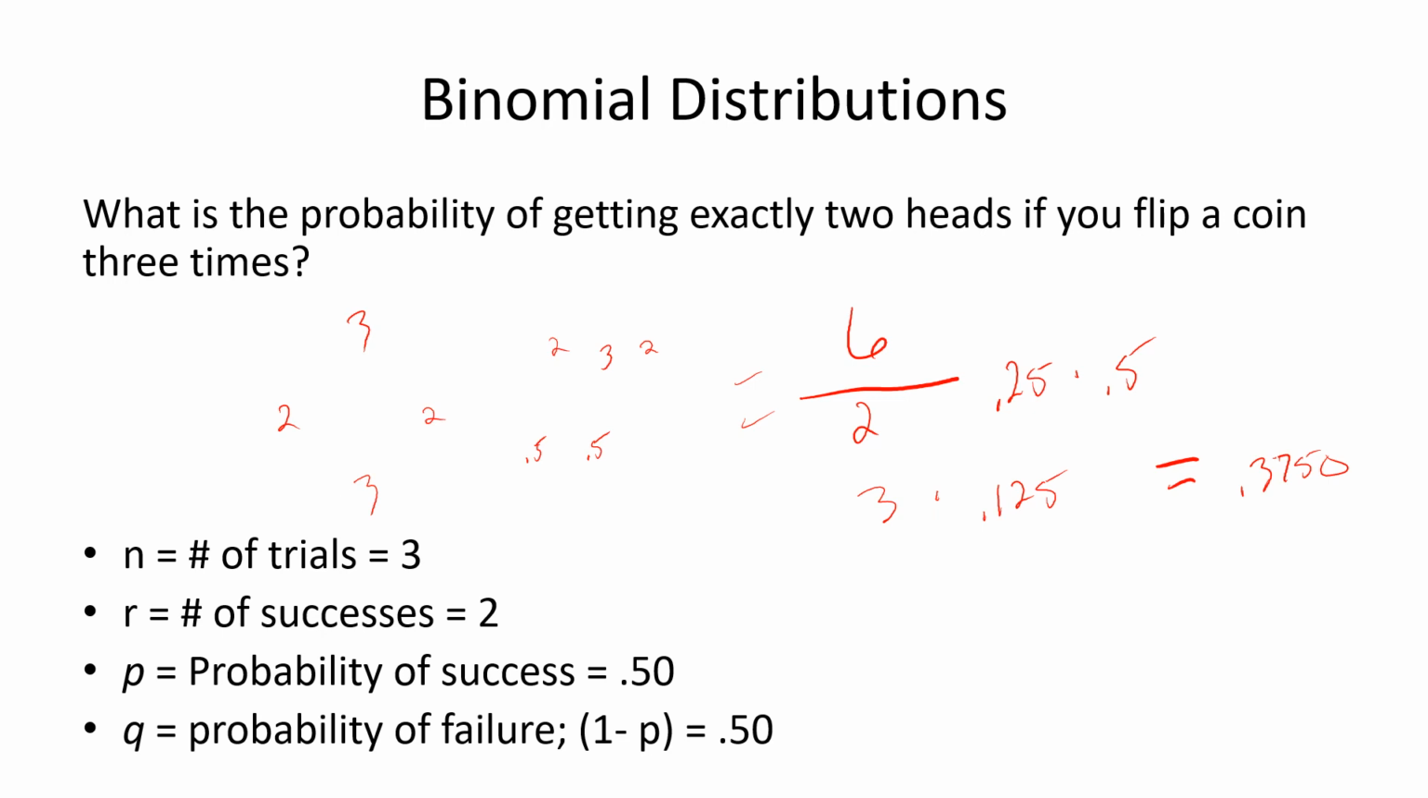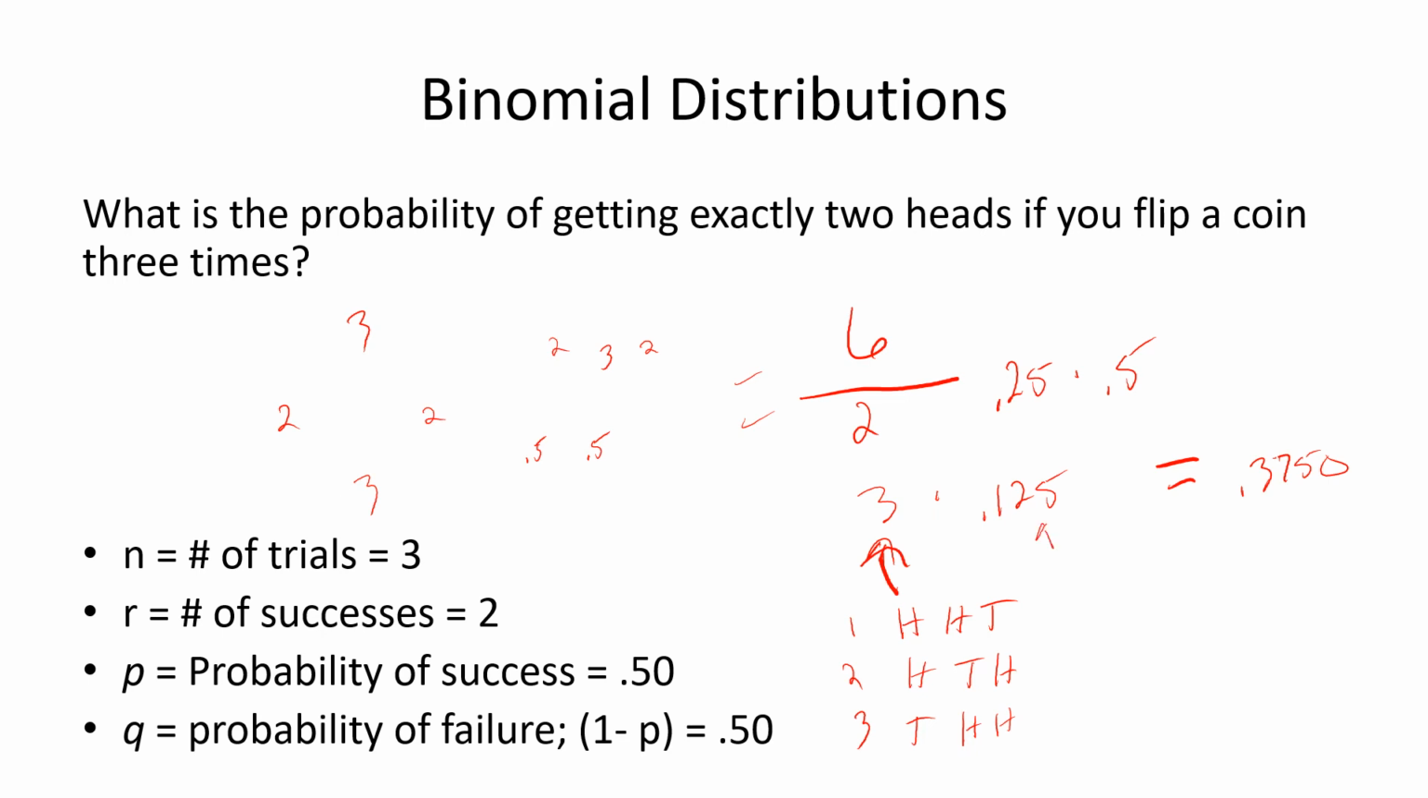But what do I mean by, well, what is this 3 here? Well, if we flip it 3 times, we can get heads, heads, tails as a success. We can get heads, tails, heads as a success, and tails, heads, heads as a success. Those 3 cases are the only cases where you can get exactly 2 heads. So there are 3 cases where we've got exactly 2 heads.